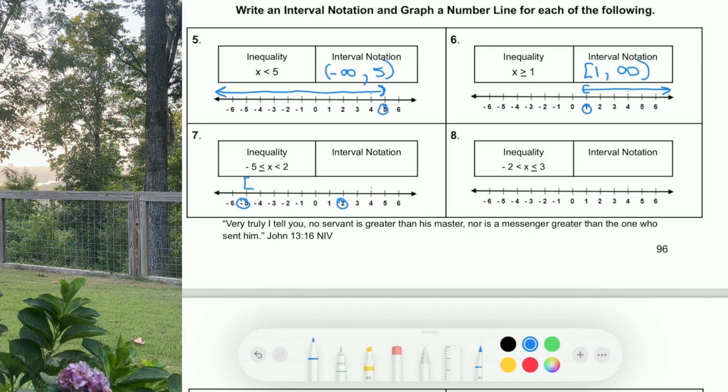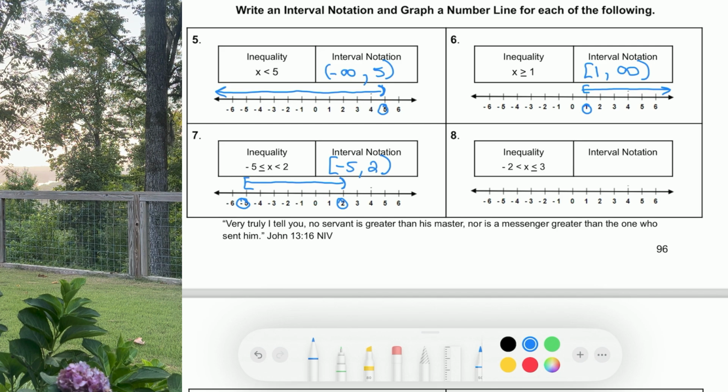2, with our other endpoint, x is less than 2. It's not included, it's just less than. So I'm going to have a parentheses. And then I'm going to connect my 2 symbols. The interval notation will be read as bracket -5, comma, 2, parentheses. The -5 is included, so it has a bracket. The 2 is not included, so it has a parentheses.